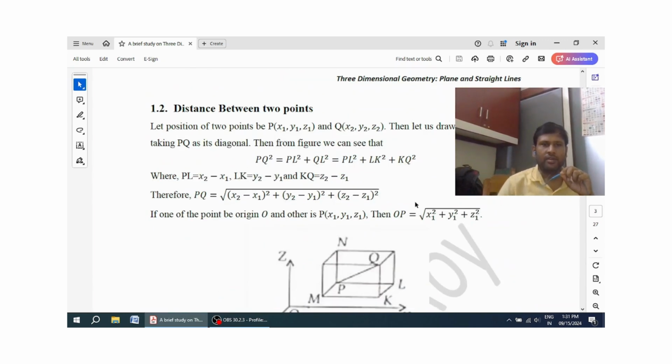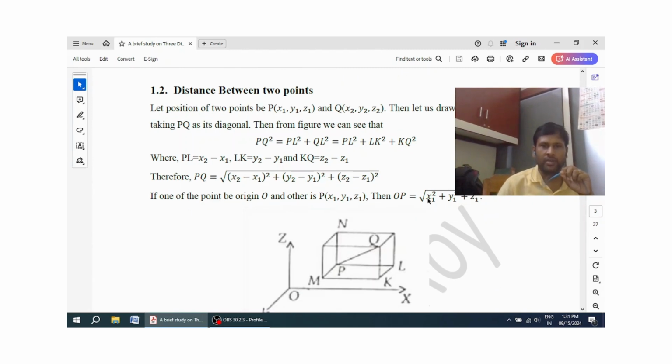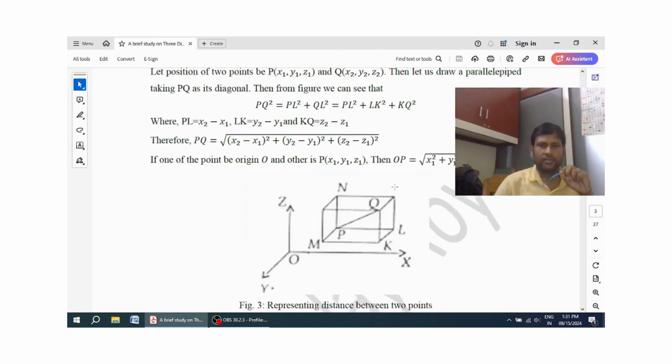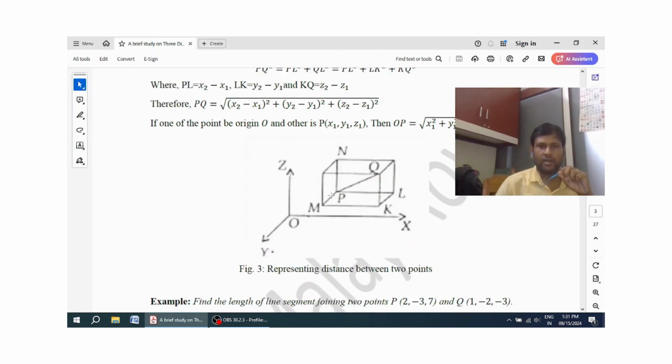This is the formula for calculating the distance between 2 points in the three-dimensional coordinate system. You see this, and this is the figure. P and Q, 2 points, are given, and this is the distance between these 2 points. This is the diagonal of the rectangular parallelepiped.